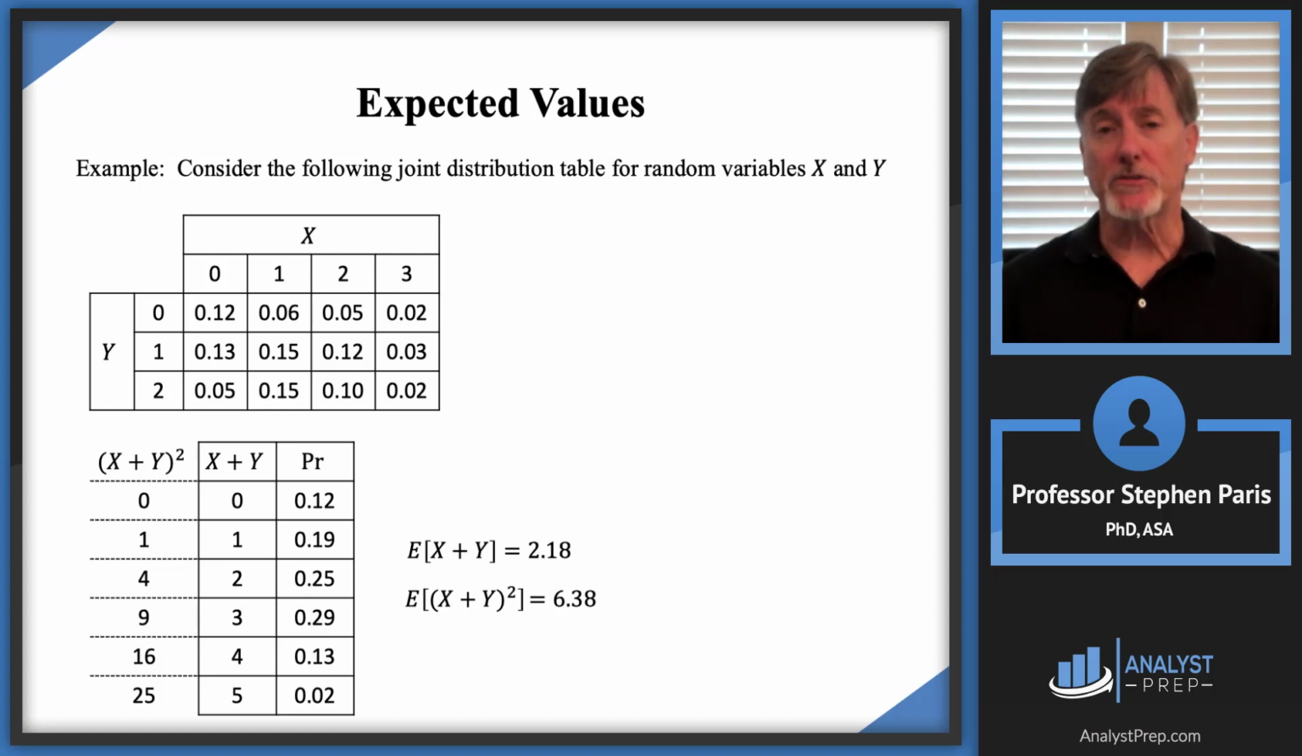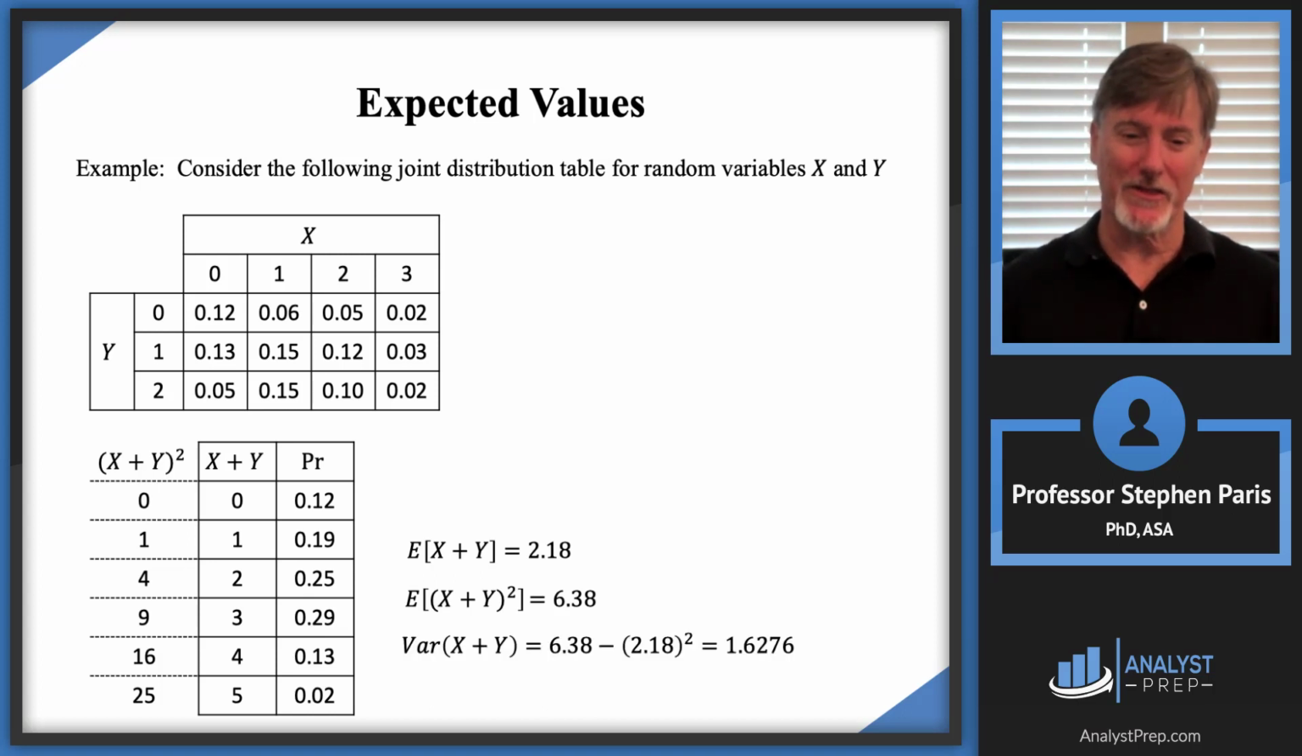So then I have the first moment and the second moment of the random variable that is cap X plus cap Y. So I could take the variance of cap X plus cap Y. And I take this, again, just take the second moment minus the square of the first moment. Again, I'll leave it to you to show the arithmetic. It'll give you a 1.62, what's that, 1.6276.